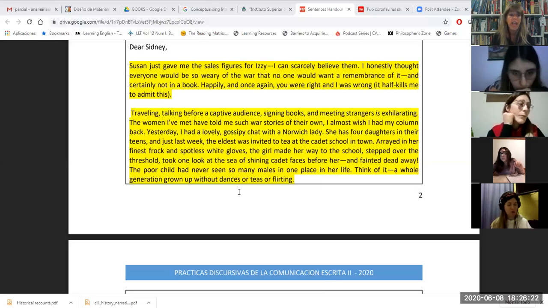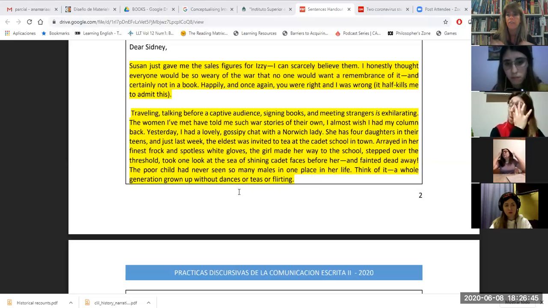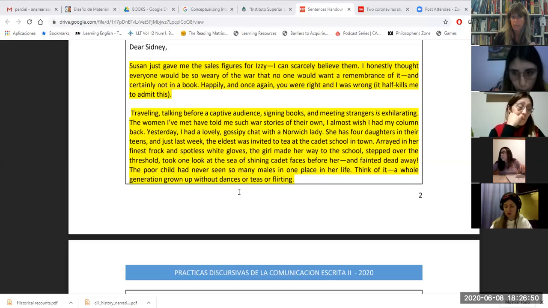It says, yesterday I had a lovely gossipy chat with a Norwich lady. Yesterday I had a lovely gossipy chat with a Norwich lady. What do you think it is? Simple. Very good. Simple. There is only one thought. Yesterday, I had a chat. Then the rest are all modifiers, right? Pre and post modifiers of when, yesterday. I had a chat. What kind of chat?